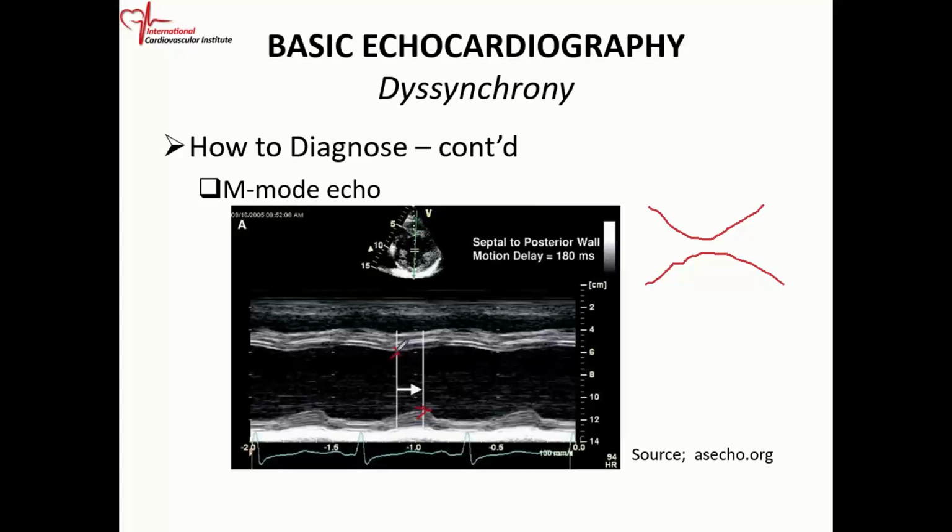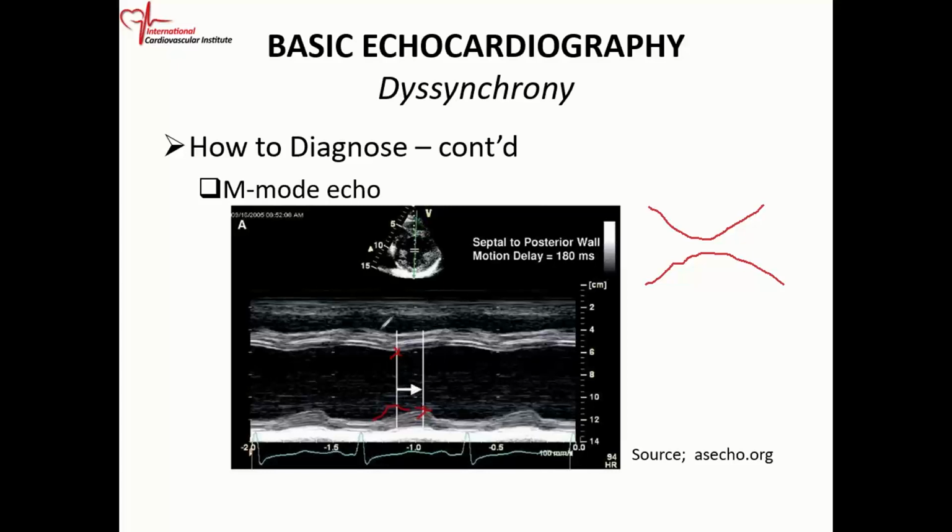Okay, so this maximum displacement of the septum should coincide with the maximum displacement of the posterior wall. But there's a delay. When you have your maximum displacement of the septum, you have to wait a little time before you have maximum displacement of the posterior wall. So we call it a septal to posterior wall motion delay. They're supposed to coincide together. If it was an efficient heart, it would be right there. They should occur together.